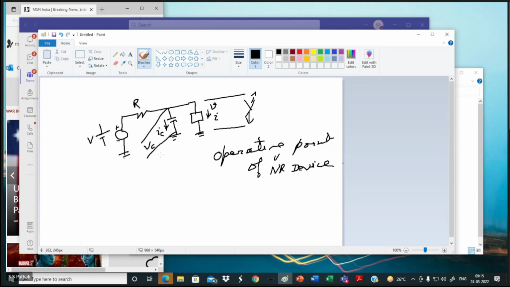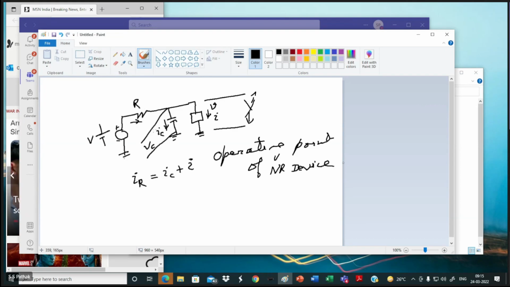So what is the way I can write the equation? There is a current going from here, that I call my IR. IR is the total current. It will be nothing but your IC plus this current I that is flowing through your negative resistance device. So the operating point I want to find. V is here, R is applied here, V and R are there in my control. So set the operating point.